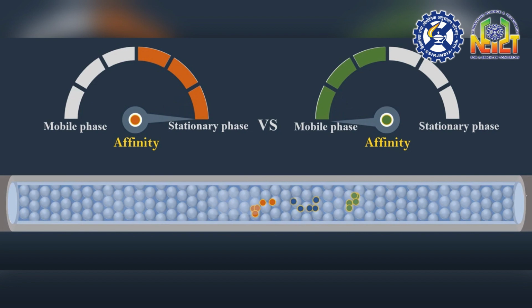The separation is based on differential partitioning of the sample components between the mobile and the stationary phase. The component which has more affinity towards the mobile phase, consequently less affinity towards the stationary phase, travels faster and elutes out first. The component which has more affinity towards stationary phase, consequently more interaction, therefore it travels slower and elutes later.